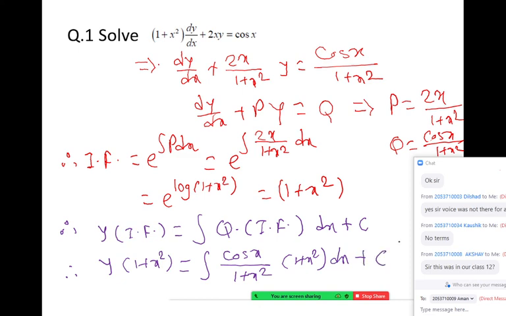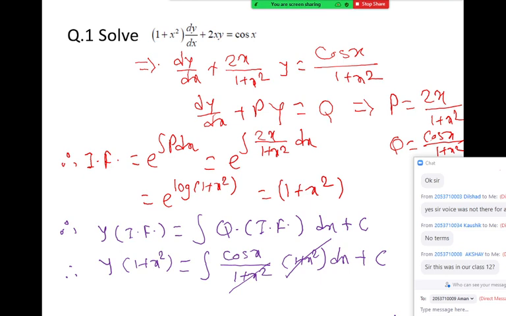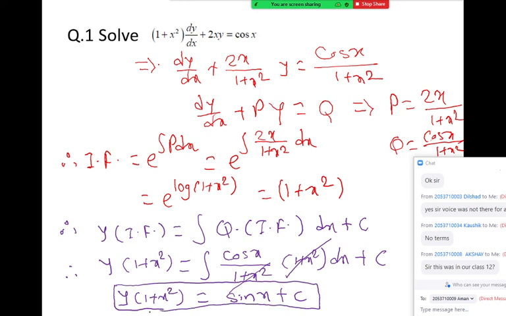So this integration becomes simple. What is the integration of cos x? Sin x, correct. So the final answer will be y into 1 plus x square is equal to sin x plus c. That is the answer.